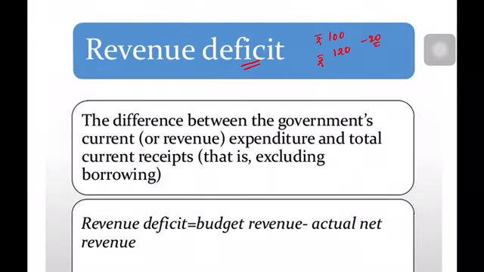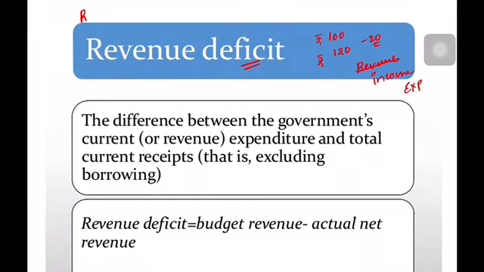Likewise, government also gets some money. We call it receipts or revenue receipts, or else you can call it income. At the same time, government spends some money, so we call it expenditure. So expenditure minus income, if there is any value which is in shortage, we call it deficit, like the earlier example. Here revenue deficit means, it's a very simple thing.